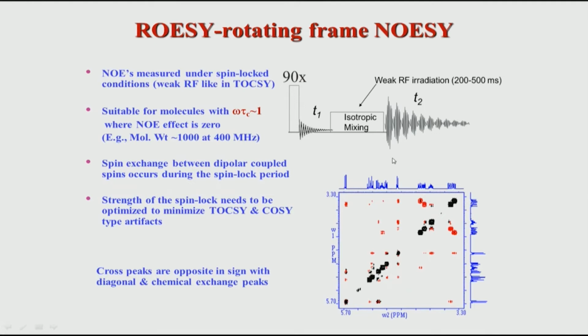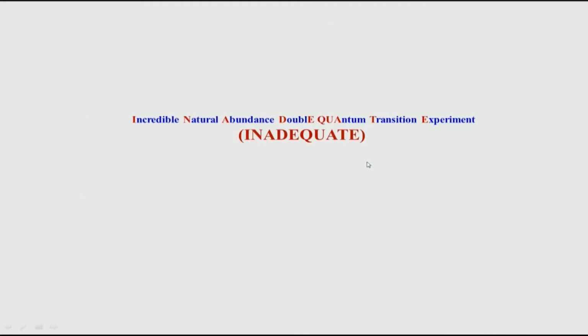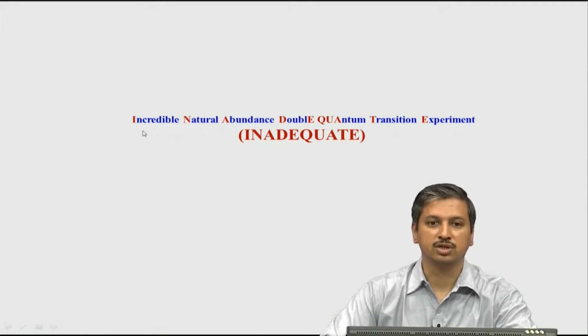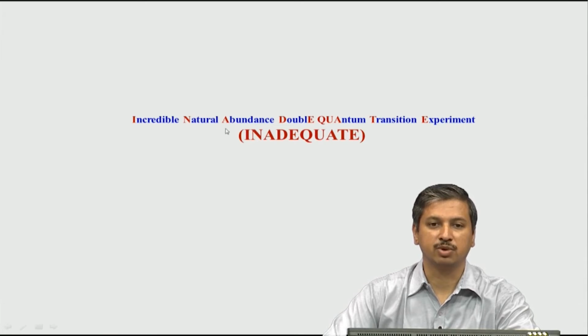We will look at one last 2-dimensional experiment before we move on to the heteronuclear. We will look at one more 2D homonuclear experiment, which is known as INADEQUATE, again a very interesting acronym, and that stands for Incredible Natural Abundance Double Quantum Transition Experiment. The name sounds very complicated, but actually the experiment is very simple.